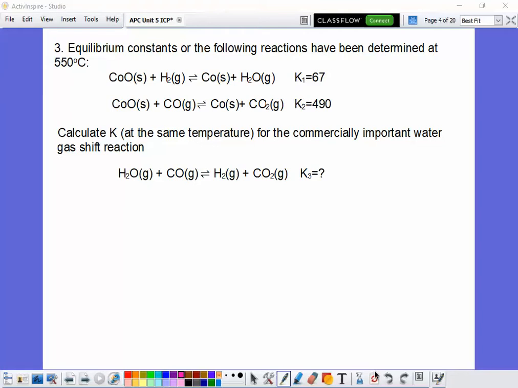What types of reactants and products don't go in equilibrium expressions? Solids and liquids. Remember, they don't affect equilibrium, so we don't put them in the expression. Only gas and aqueous. Okay.